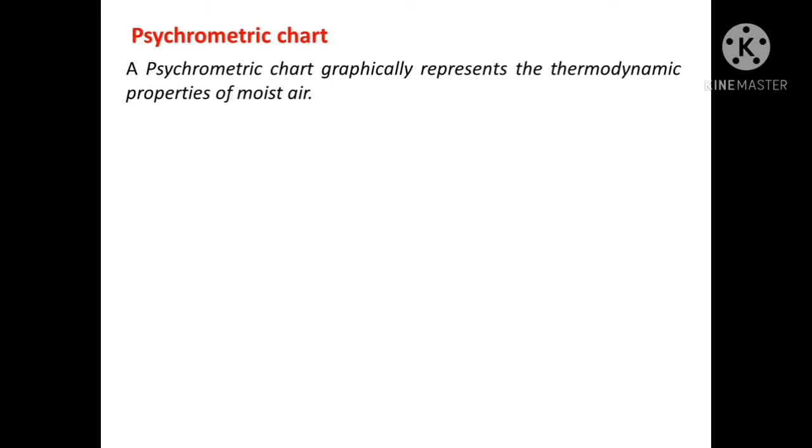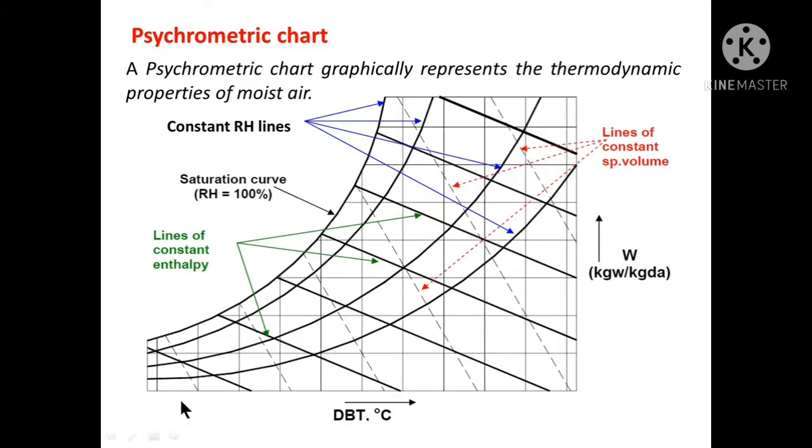Now we will see the psychrometric chart. A psychrometric chart graphically represents the thermodynamic properties of moist air. The bottom line represents the dry bulb temperature in degrees Celsius, and the vertical y-axis represents the specific humidity in kg per kg of air.